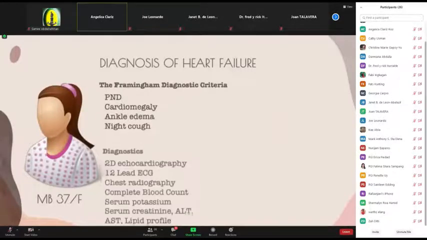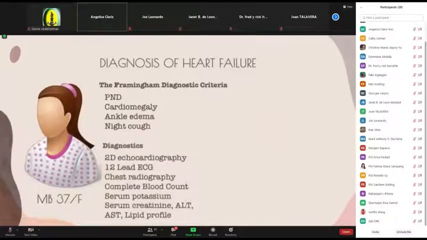So for this patient, initially I requested for 2D echo, 12 ECG, chest X-ray, CBC, serum potassium, serum creatinine. Yung iba po, on follow-up ko na siya na request like ALT, AST.